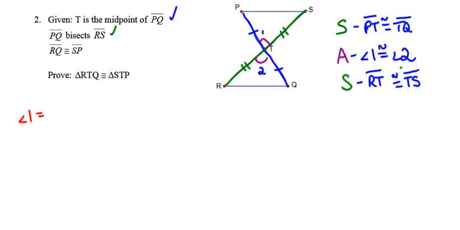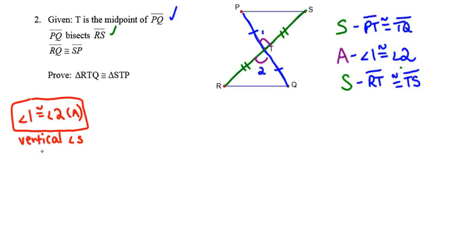So I'm going to begin my proof with this idea that angle 1 is congruent to angle 2. It is a pair of congruent angles in the triangles I'm trying to show congruent, so I'm going to mark that with an A. And I know those 2 angles are congruent because they're vertical angles, and vertical angles are always congruent. So if I think about this as my little checklist, check it off.